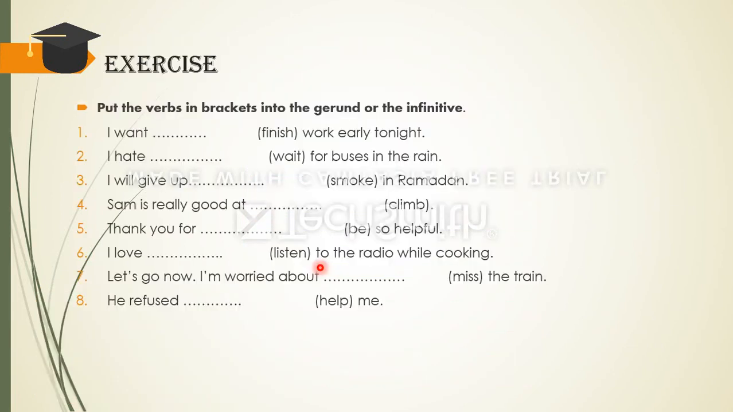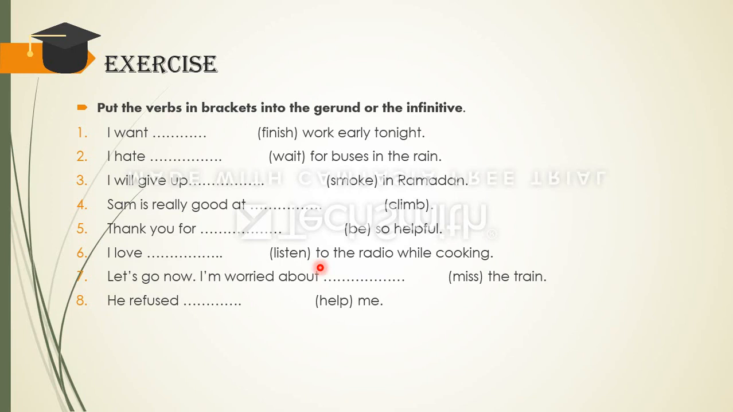Now please, I would like to leave you with an exercise so as to practice what you have just seen. So put the verbs in brackets into the gerund or infinitive. Please, the infinitive means either the infinitive with to or the infinitive without to. Please, here I want, finish, work early tonight. I hate, and we have the verb wait, for buses in the rain. I will give up, and then we have the verb smoke in Ramadan.